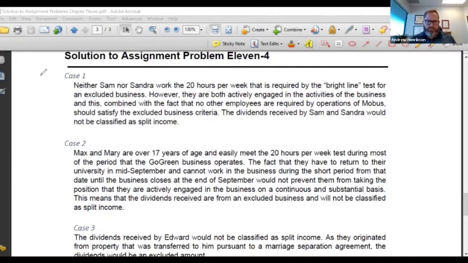On the top of 555, we have case 1. In case 1, we have Sam and Sandra, who are both 23 years old and have been married for 5 years. They each own 50%. So again, the ages are important. Both of these people are 23. They both own 50% of the shares, so share ownership can be important as well. This is a corporation that's actively involved in mobile applications. The shares were acquired in return for nominal investment when the corporation was formed.